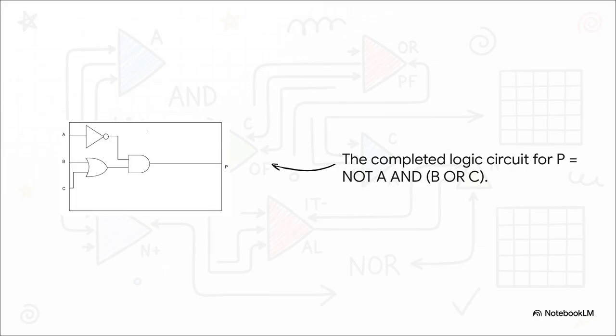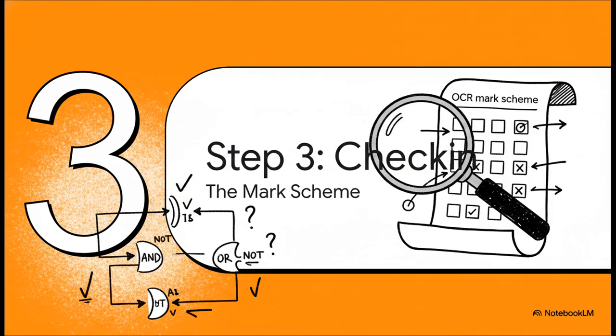You can see our 3 inputs, A, B, and C, over on the left. You can see the NOT gate on A, the OR gate for B and C, and how both of their outputs feed into that final AND gate to give us our result P. It's a perfect visual representation of our original expression. Okay, so we've drawn our circuit. It looks right, it feels right, but how do we know we've actually secured all 3 marks?